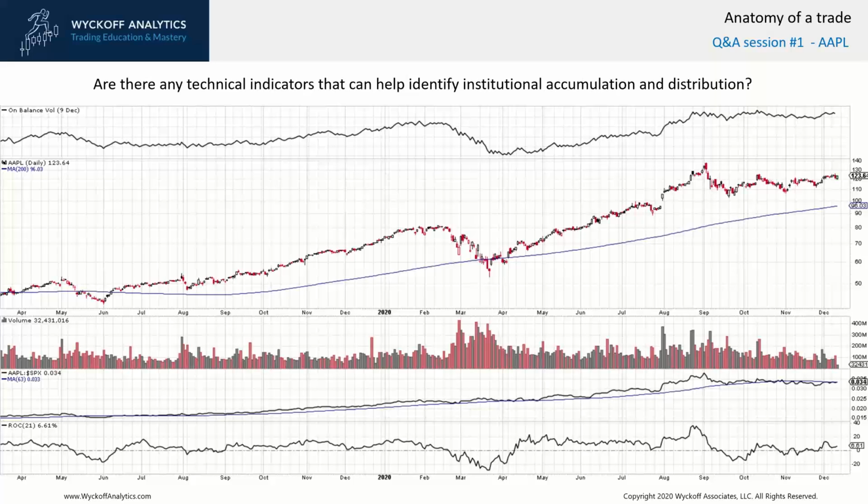Okay, let's go to the next question. Are there any technical indicators that can help identify institutional accumulation and distribution? So you could definitely use quite a lot of the indicators to show you what's going on with institutional perception of where we are.